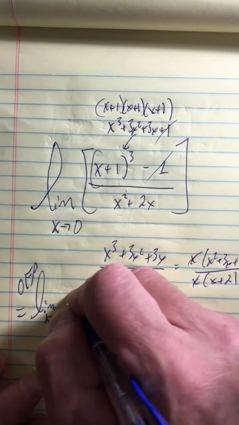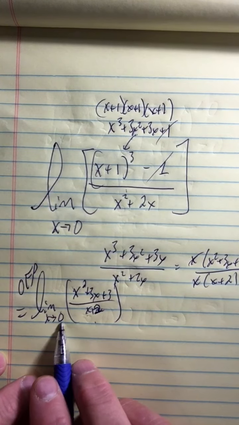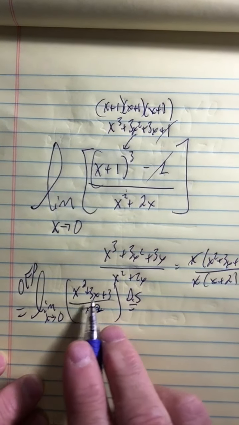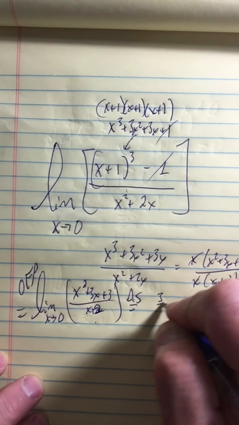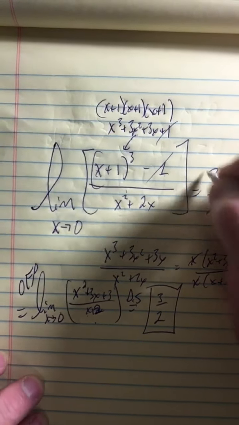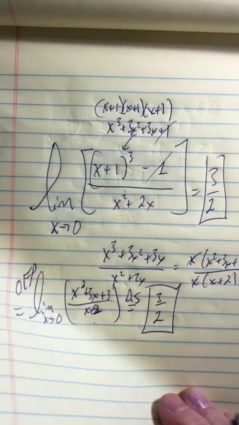And guess what? This function, that's a 2 right there. Sorry, terrible handwriting. But that's an x plus 2. So this is discontinuous at -2, but continuous at 0. So now we can direct substitute. Put 0 in, all the x's go away, and you're left with 3/2. So the limit of this function is 3/2. Let's try our hand at another one.